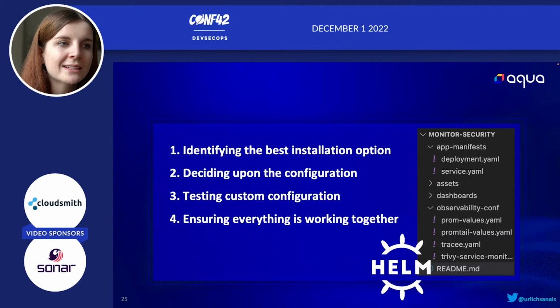So the first thing is identify the best installation options. Also, Trivy comes in different installation options. Now, I usually go with Helm installation inside of my cluster, in addition to having automated CI/CD pipeline scanning. Then you want to decide upon a different configuration. For example, if you're using Trivy in combination with observability tools such as Prometheus, you have to configure some parts slightly different. You then want to test those custom configurations and ensure that it's working properly with all tools that it's supposed to work with.